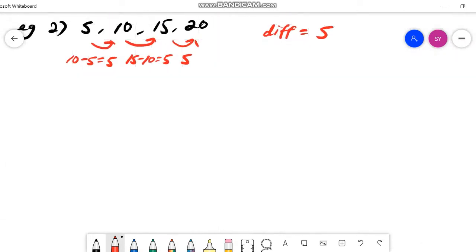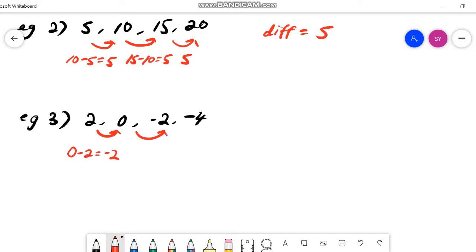Now let's look at another one with negative. We have example 3: 2, 0, negative 2, and negative 4. We find the difference by 0 minus 2, you get negative 2, and negative 2, and negative 2. So the relationship between the numbers is actually negative 2.